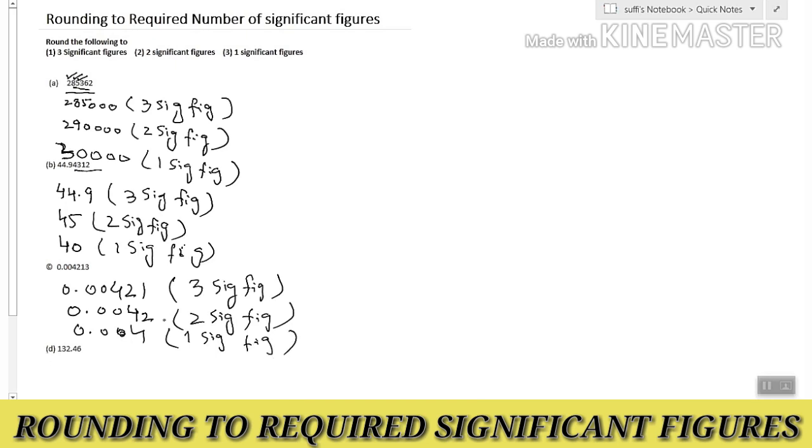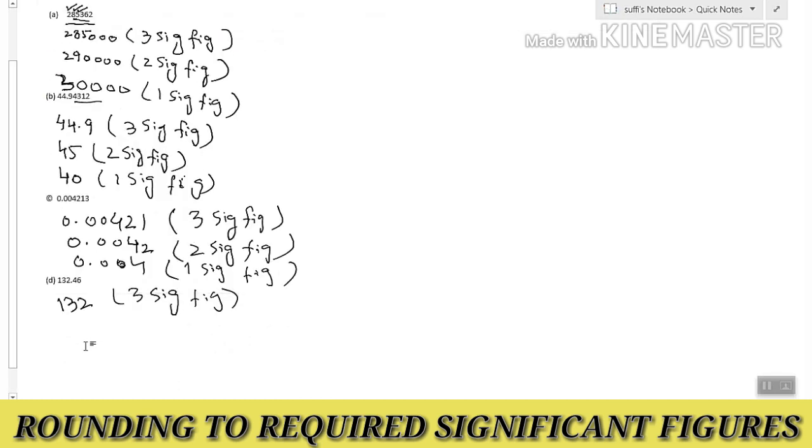Again, this is a decimal number. In a decimal number, we know that if there are any zeros after the decimal point, they are also counted as significant figures. So to round off to 3 significant figures, it will be 132 only, and we will ignore the others, because if we write 0.00, the number of significant figures will increase.